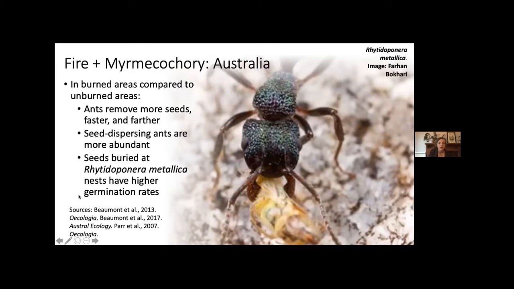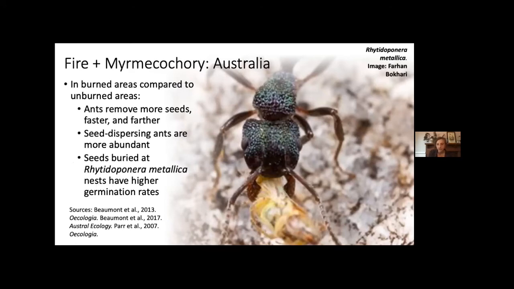And then that doesn't tell us what's happening to the plants, but we know that these seeds that are dispersed by these ants do better once they germinate. They have better nutrient loads at the nests, and just germination itself is easier and happens more often at nests compared to other parts of the landscape.